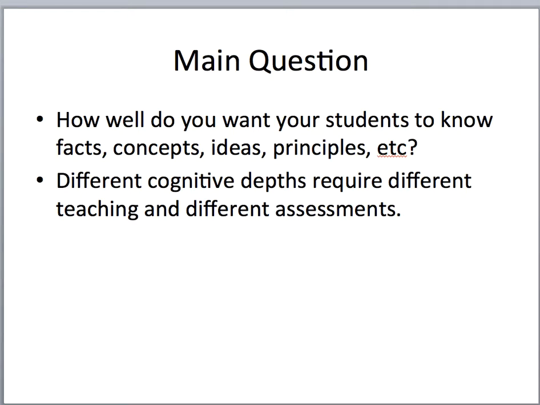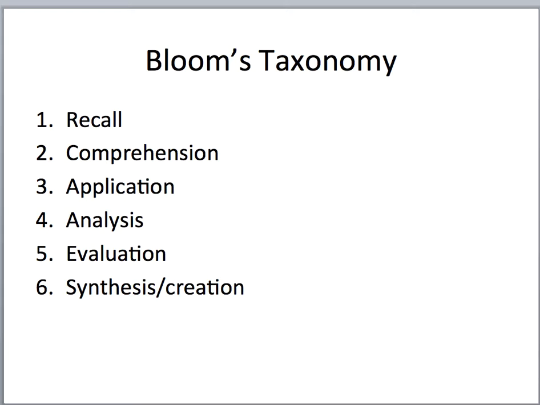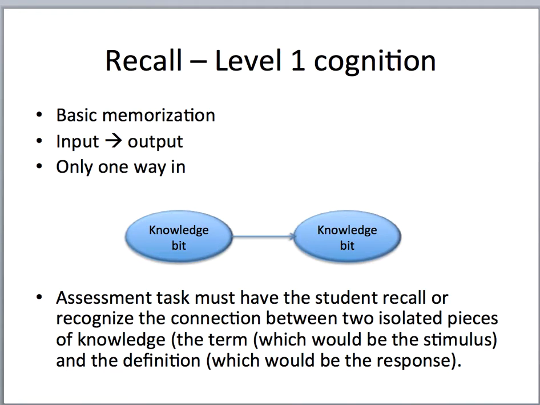Right? So when we think about the things we're going to teach our students, we have to consider this idea of cognitive depth. And different cognitive depths require different teaching and different types of assessments. So Bloom came up with 6 different types of thinking. Lowest level is recall. Highest level kind of bounces back and forth these days between evaluation and synthesis or creation.